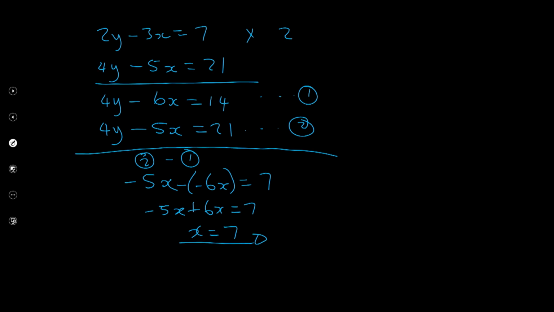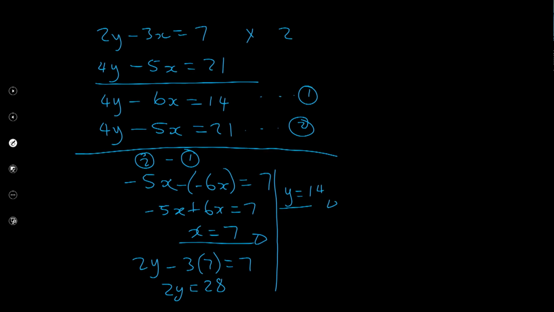You can choose either one of the two equations, it doesn't really matter. So I will take the first one, which is 2y minus 3 into 7 equals to 7. So this will be 2y equals to 3 by 7 is 21, plus that will be 28. And then lastly, my y will then be equals to, divide both sides by 2, it then gives me 14. So my ordered pair will then be 7 and 14. And that's the one that satisfies these two equations that I had.